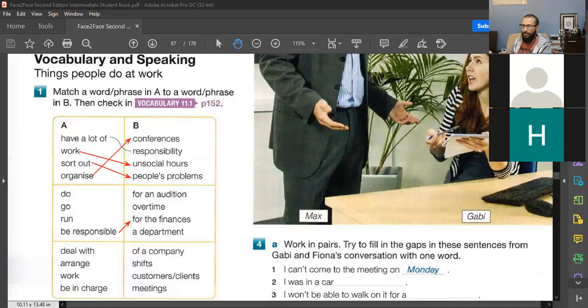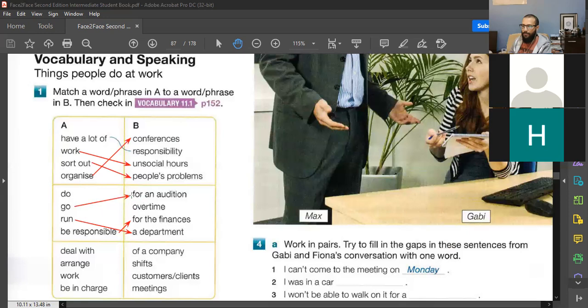Run a department. That's also correct. Run a department means you're the manager or you're the head of the department. You are the manager. Yeah. Correct. This is one of your responsibilities. Go for an audition.